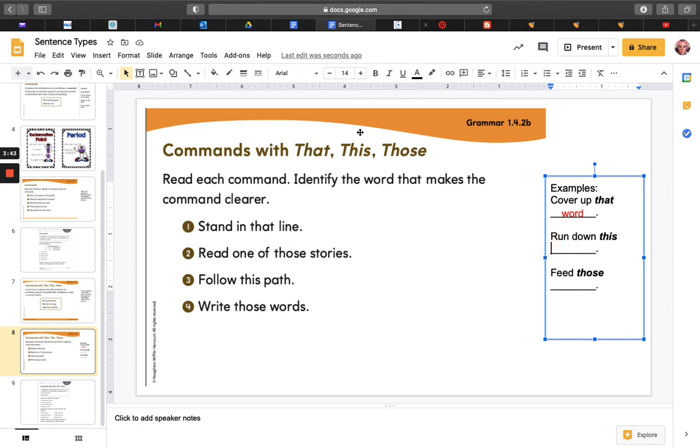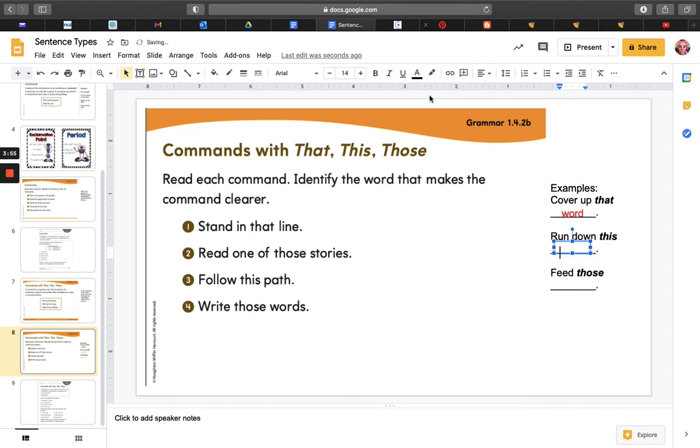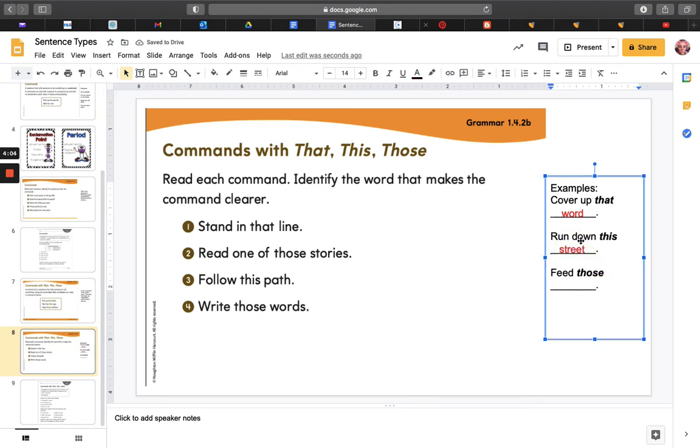Now our next example. Run down this, and I could put a word here to finish that command. I think I'm going to add the word street. And now my command tells me, run down this street. And the word this in my command helps me understand which street I should be running down.